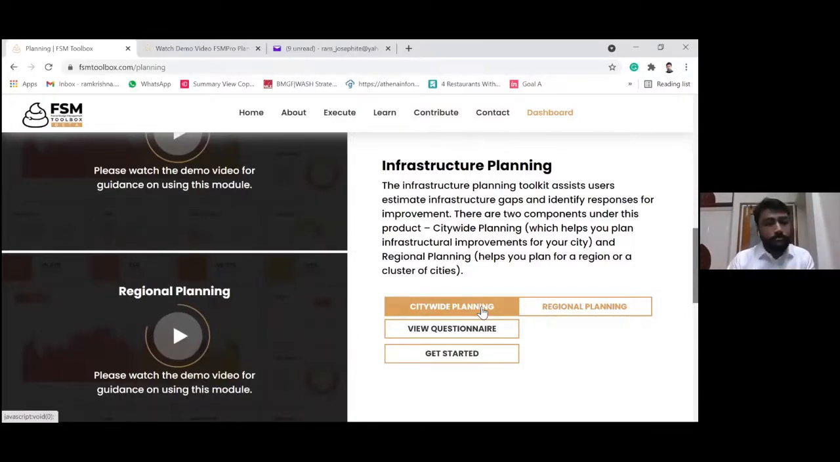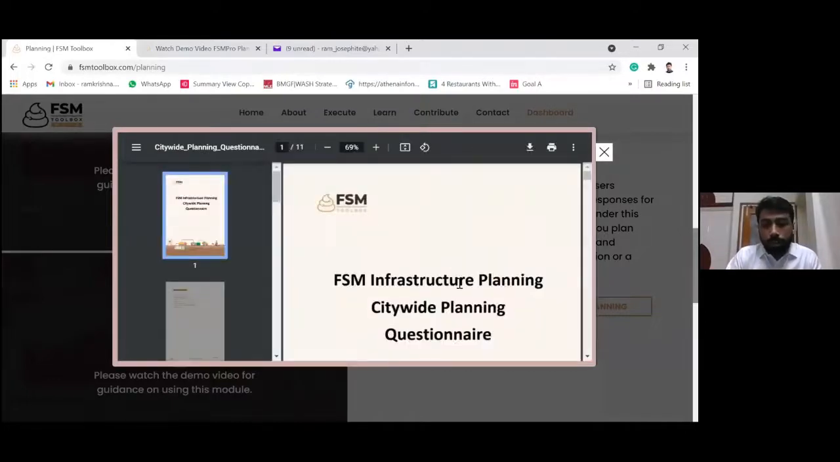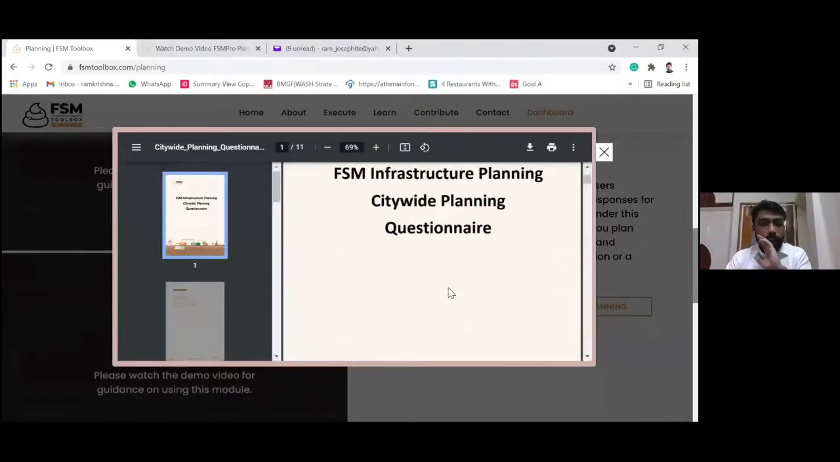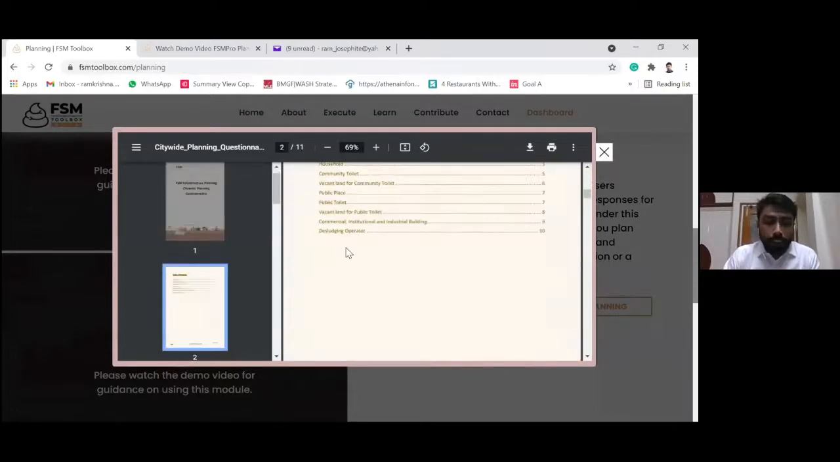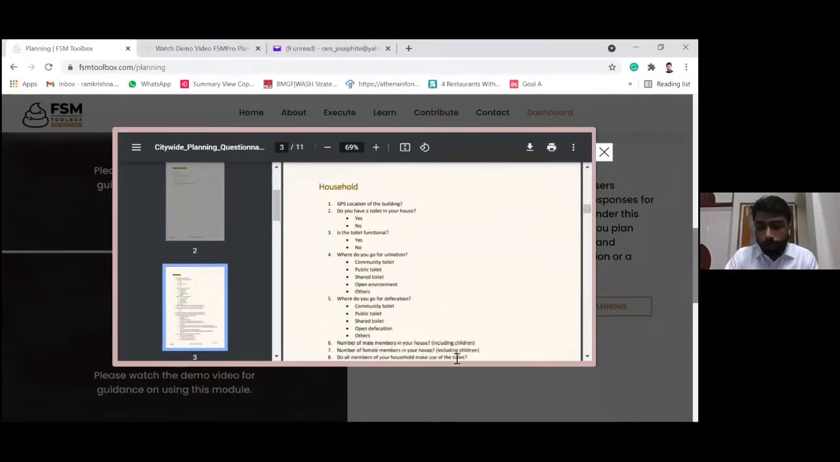It's also very helpful for you to plan how many surveyors you need, or what kind of questions you have to collect from the households, the community toilets, the public toilets, or from desludging operators. So you can look at the questionnaire right up front before even using the tool. Across household, community toilets, public places, public toilets, commercial and non-residential buildings, and desludging operators, it gives you the details of all the questions that you have to collect from the field.